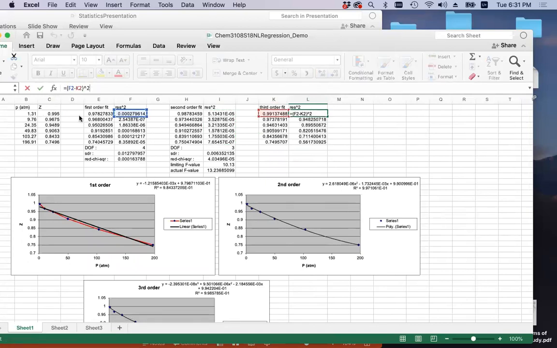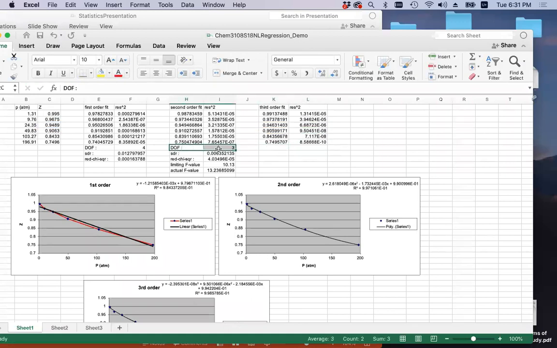I need to change the reference to the measured z values, not to the second order z values. Okay, so now it's correct for the first cell, so I'll copy the equation to the other cells. Now I think it should be correct for all of these equations. Now the degrees of freedom in the third order fit, we have 4 fit parameters. So the number of measured data points is 6 minus 4 gives 2 degrees of freedom.